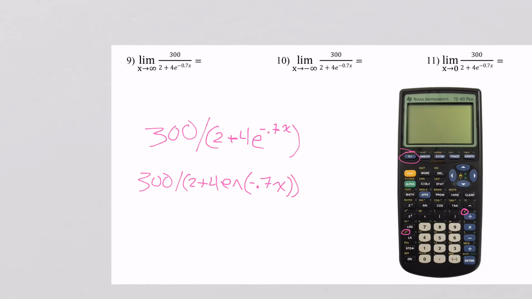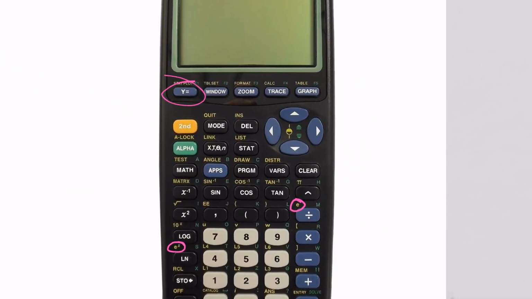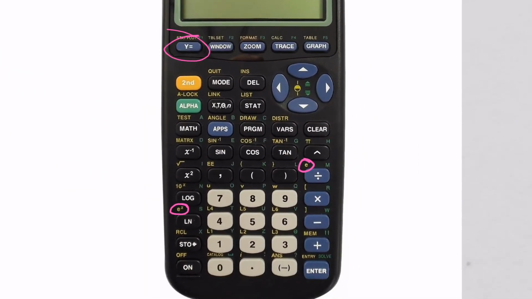Okay, well, now that we have that, what are we going to do? Well, I advised you to go to the table. But first, go to your table set, which means hit second window, go to the table set options. You should see a thing where it says independent, auto, ask, dependent, auto, ask. You want to set the independent to ask. That's going to allow you to enter x values. So independent, ask, and now go to your table.